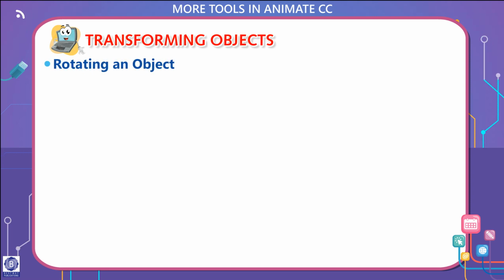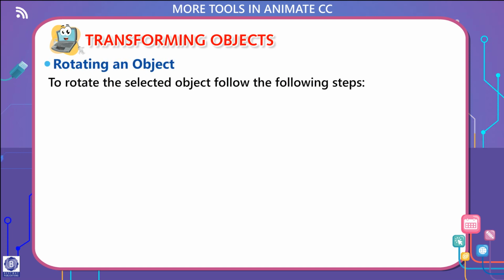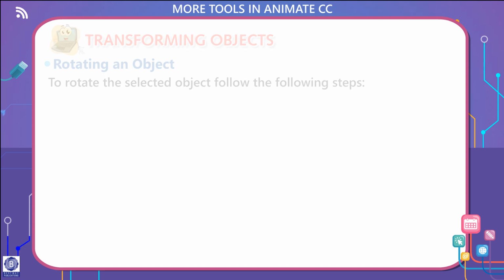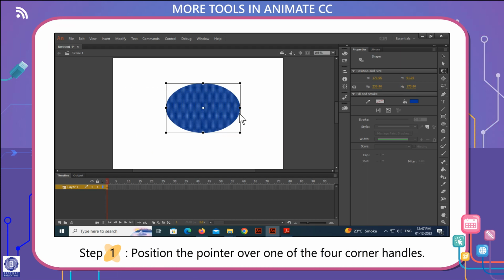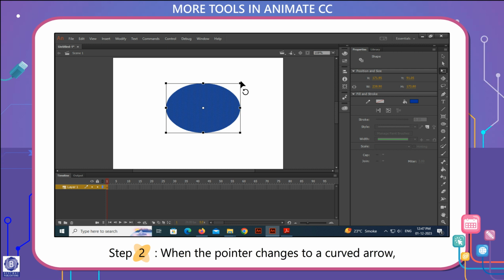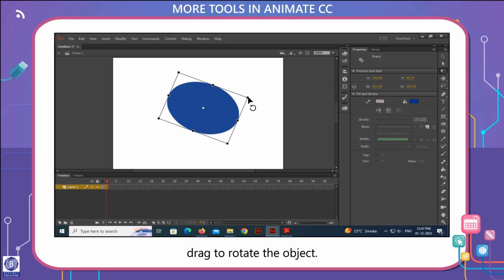Rotating an object. To rotate the selected object, follow these steps. Step 1. Position the pointer over one of the 4 corner handles. Step 2. When the pointer changes to a curved arrow, drag to rotate the object.